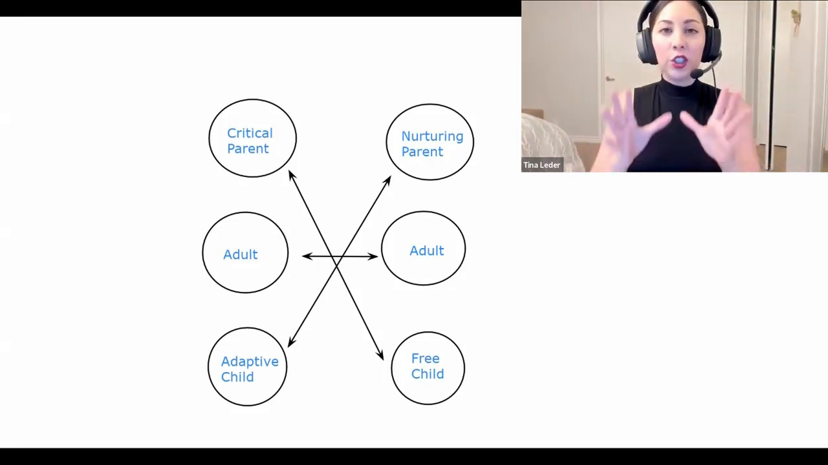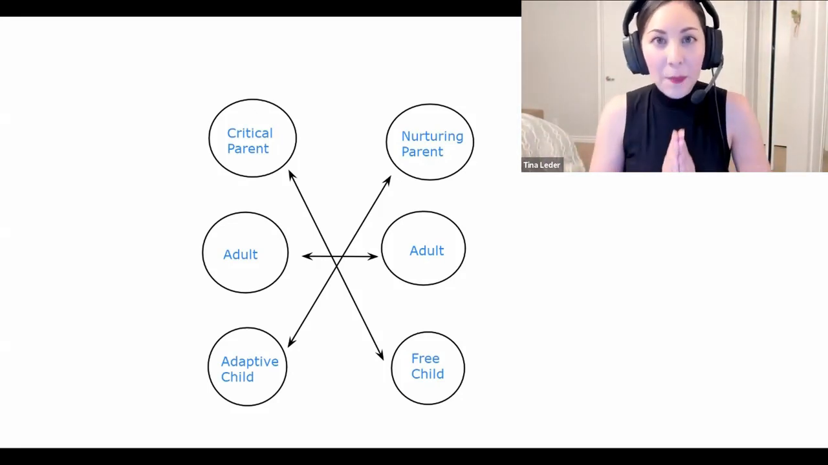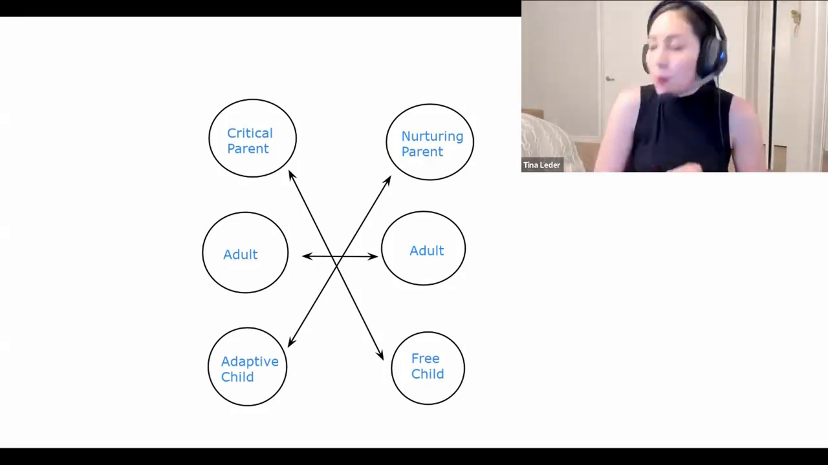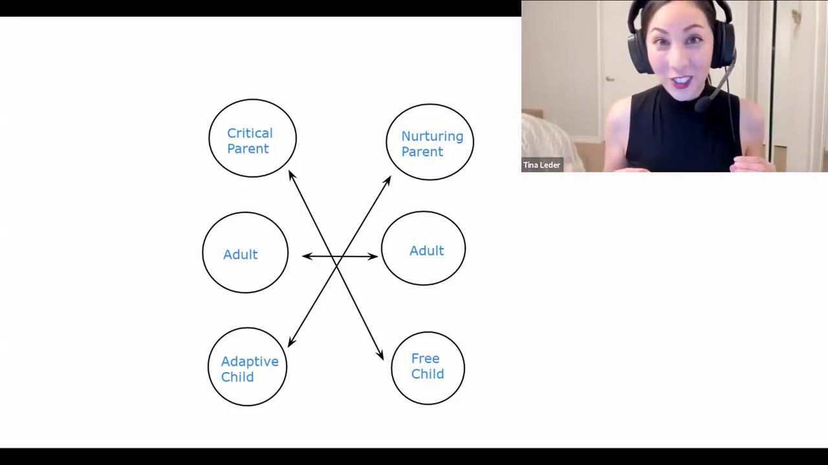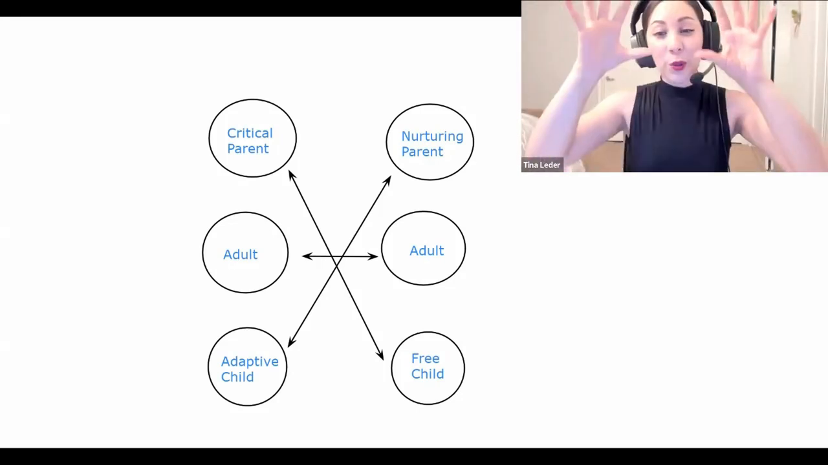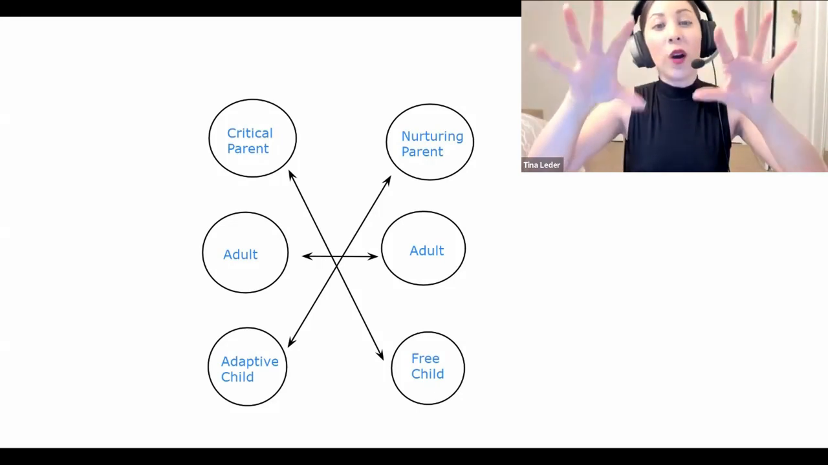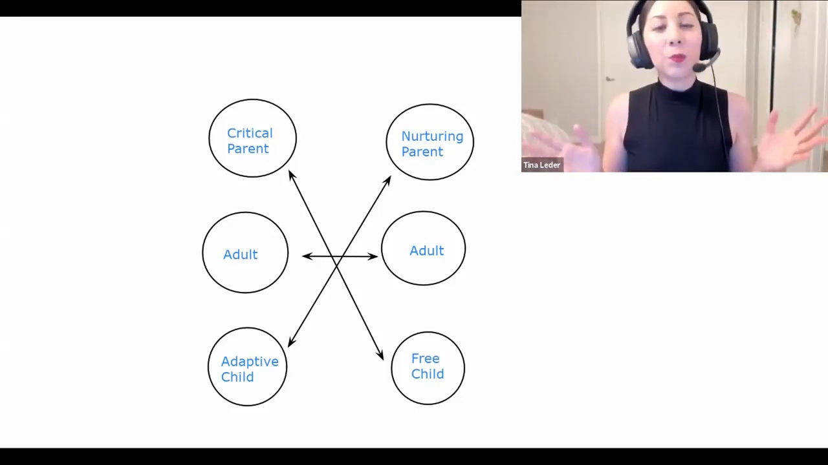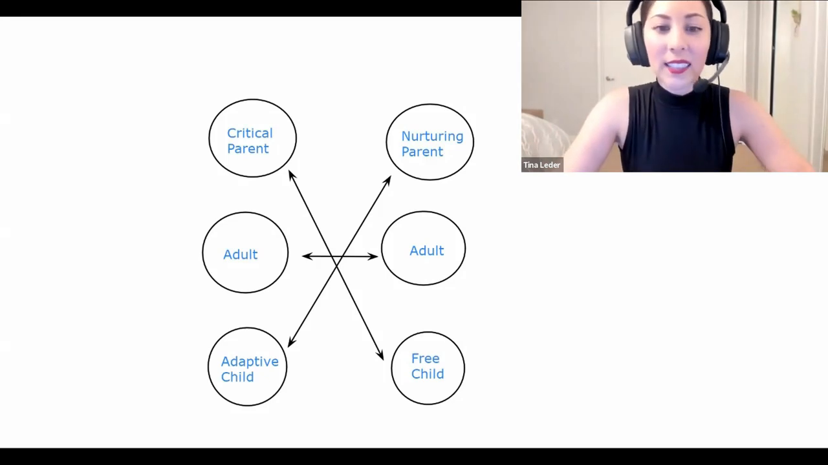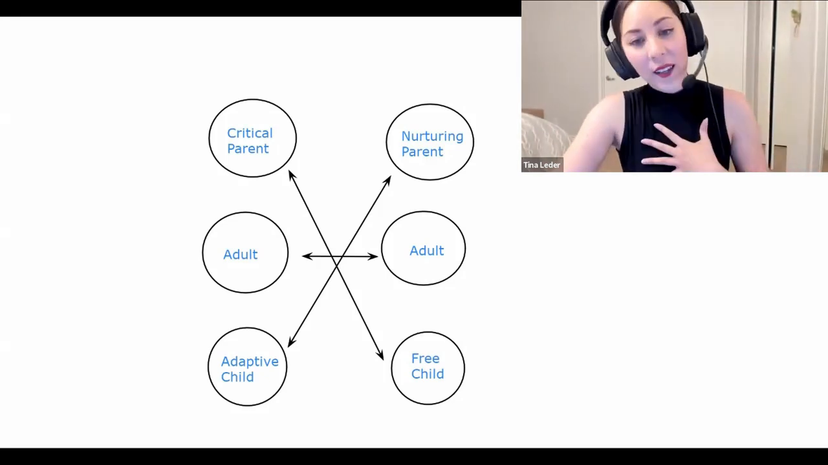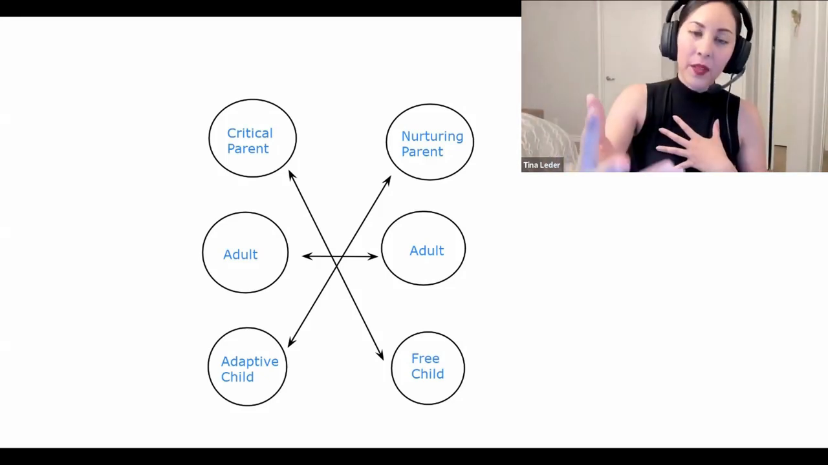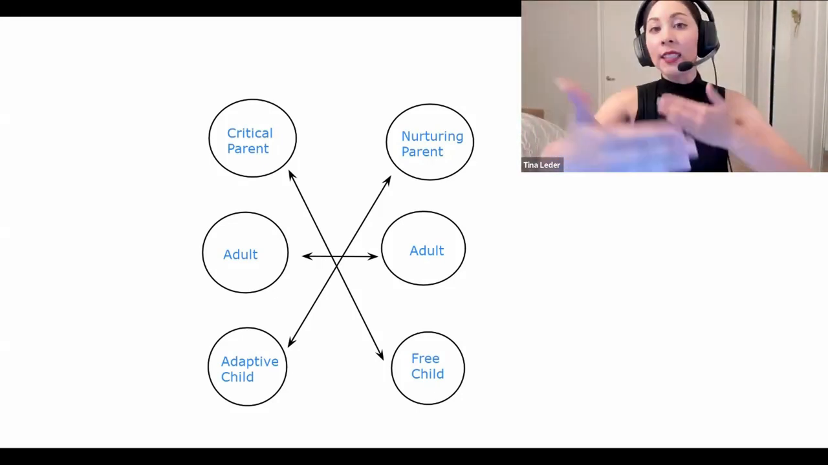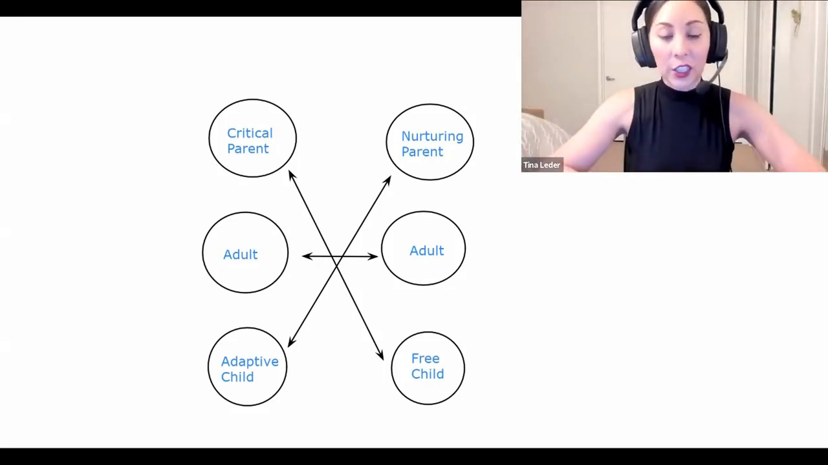I do want to introduce to you the split, because this is where people get so frustrated when it comes to thinking that you know what card you're playing. So the split happens when, let's say, person A, adult, person B, adult. It should be a very pleasant back and forth conversation.